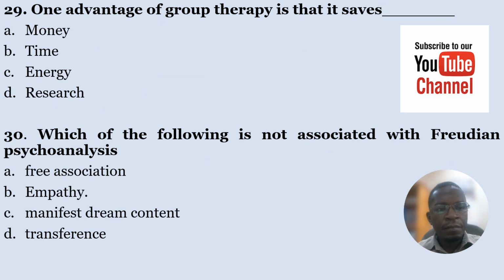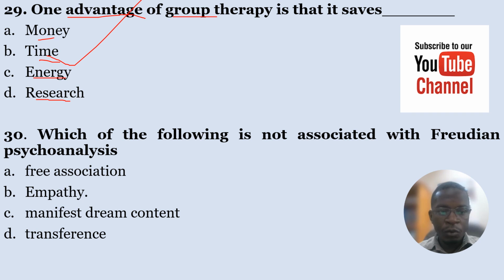Number 29. One advantage of group therapy is that it saves dash. The keyword here is advantage. One advantage of group therapy is that it saves A. Money. B. Time. C. Energy. D. Research. The correct answer here is time. In group therapy, one counsels a lot of people, 3 or more. So instead of counseling one individual each given time, you then counsel all the clients as a group. So you save a lot of time.